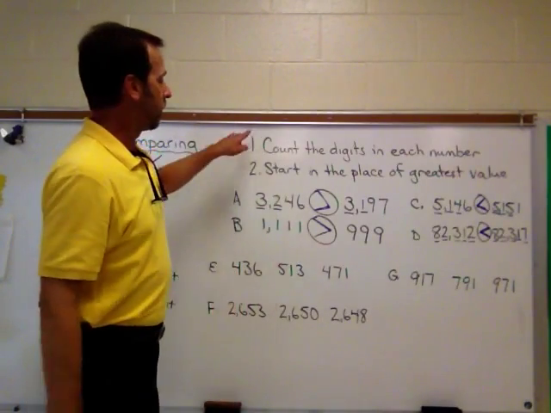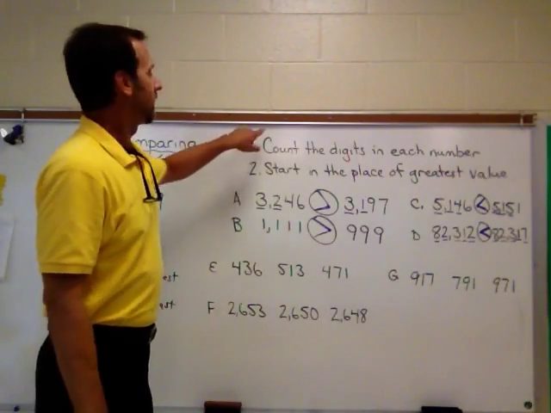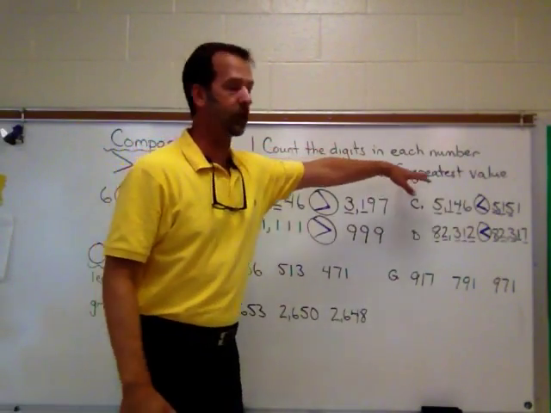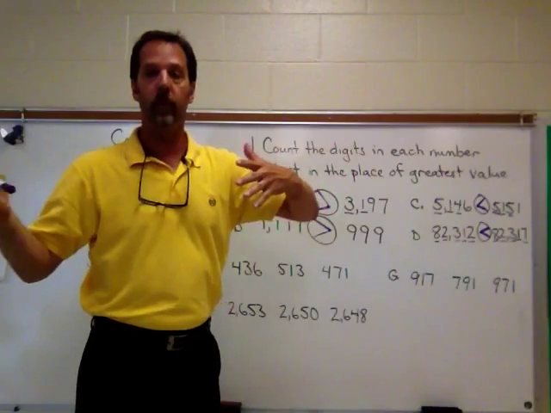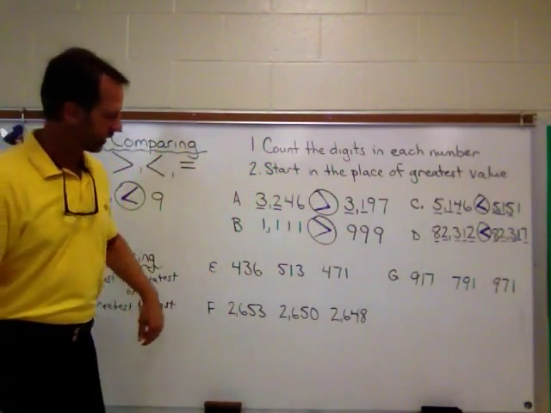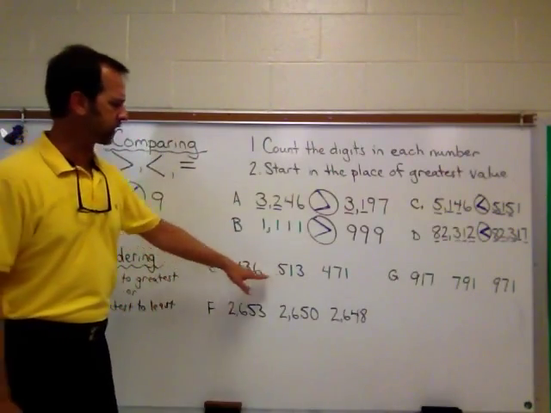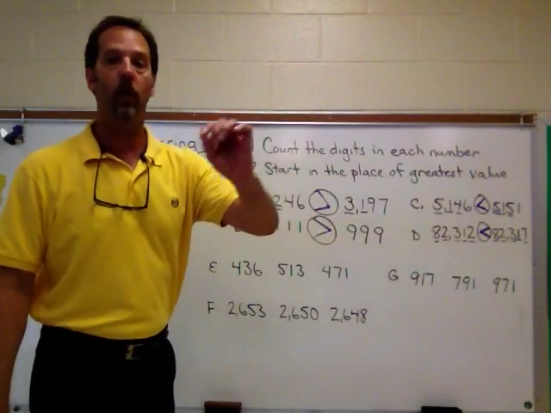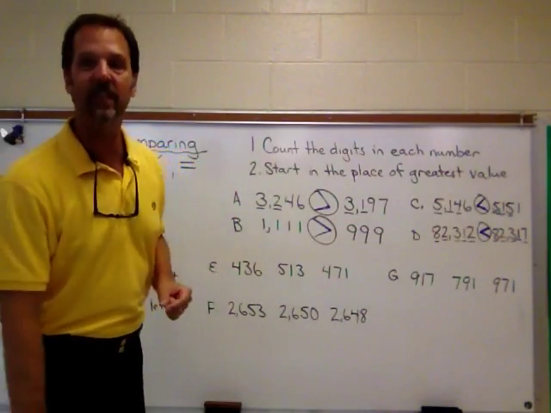You're still going to follow these 2 steps. Count the digits, and then start at the place of the largest value, of the greatest value, and work your way down to the ones place. Let's take a look at some examples here. Here I have 3 numbers. I want to put them in order from least to greatest. So I want to find the smallest number first, the least number.